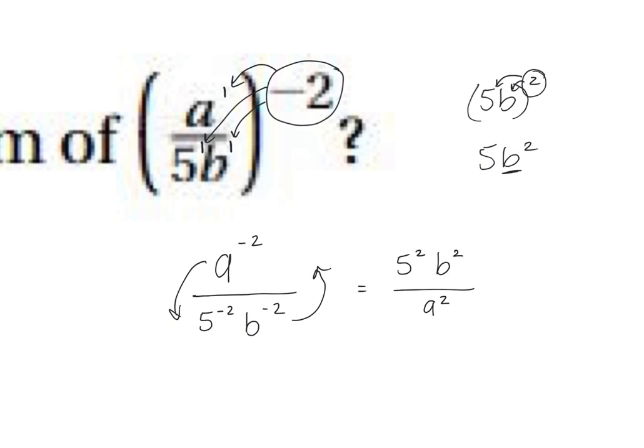There's one more thing we can simplify. 5 squared, which is what? 25. So this answer is 25b squared over a squared. Once you copy down that one, that is it, people.